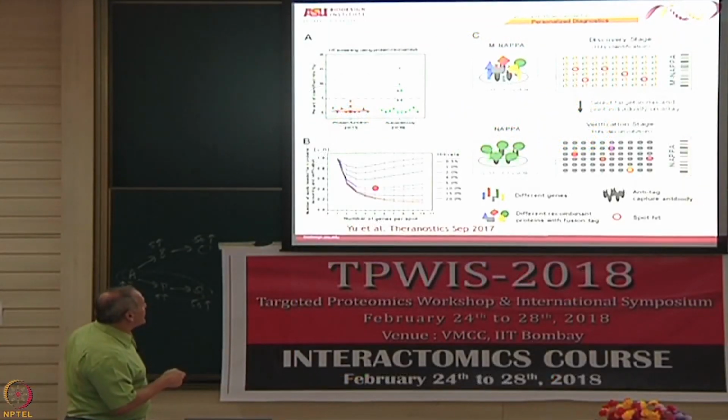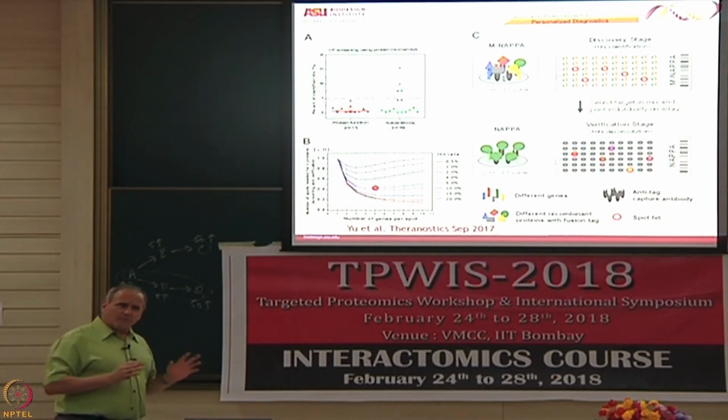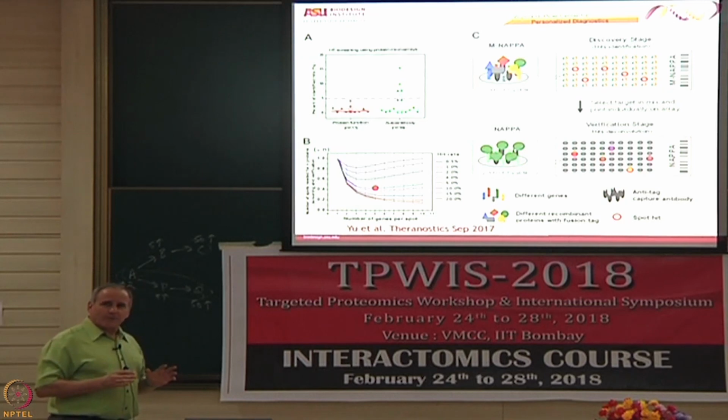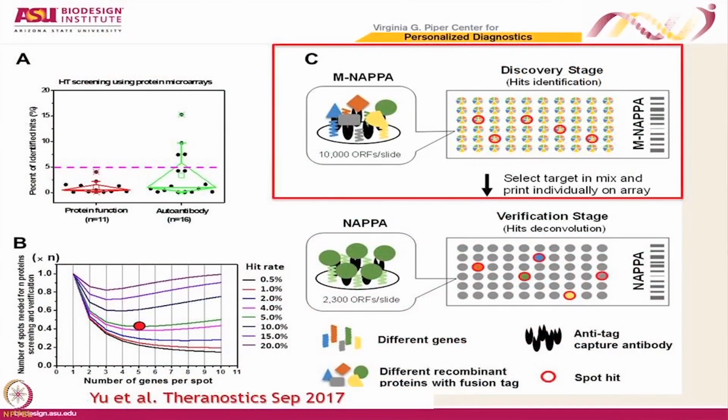When you get up to here, when you get up to 10, 15, 20% response rates, you need maybe to question whether the strategy is a good one for you. Does that make sense? And so the idea here then is you could take on a standard array now that has 2,300 spots, or let's say for the sake of argument we can do 2,500 spots, you could print the entire 10,000 open reading frames on one slide doing 5 proteins per spot. And that's what these different colors are meant to indicate, 5 different proteins per spot.